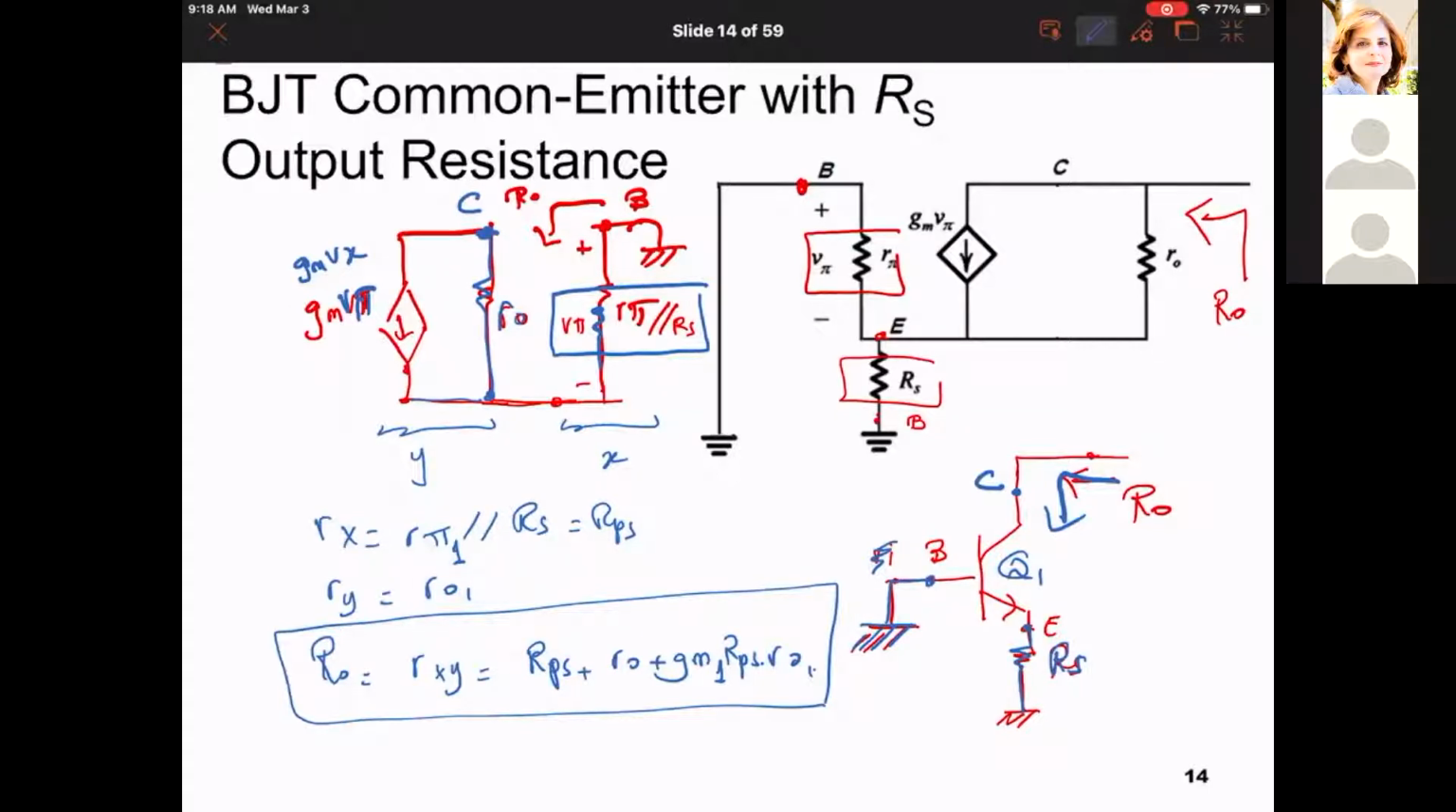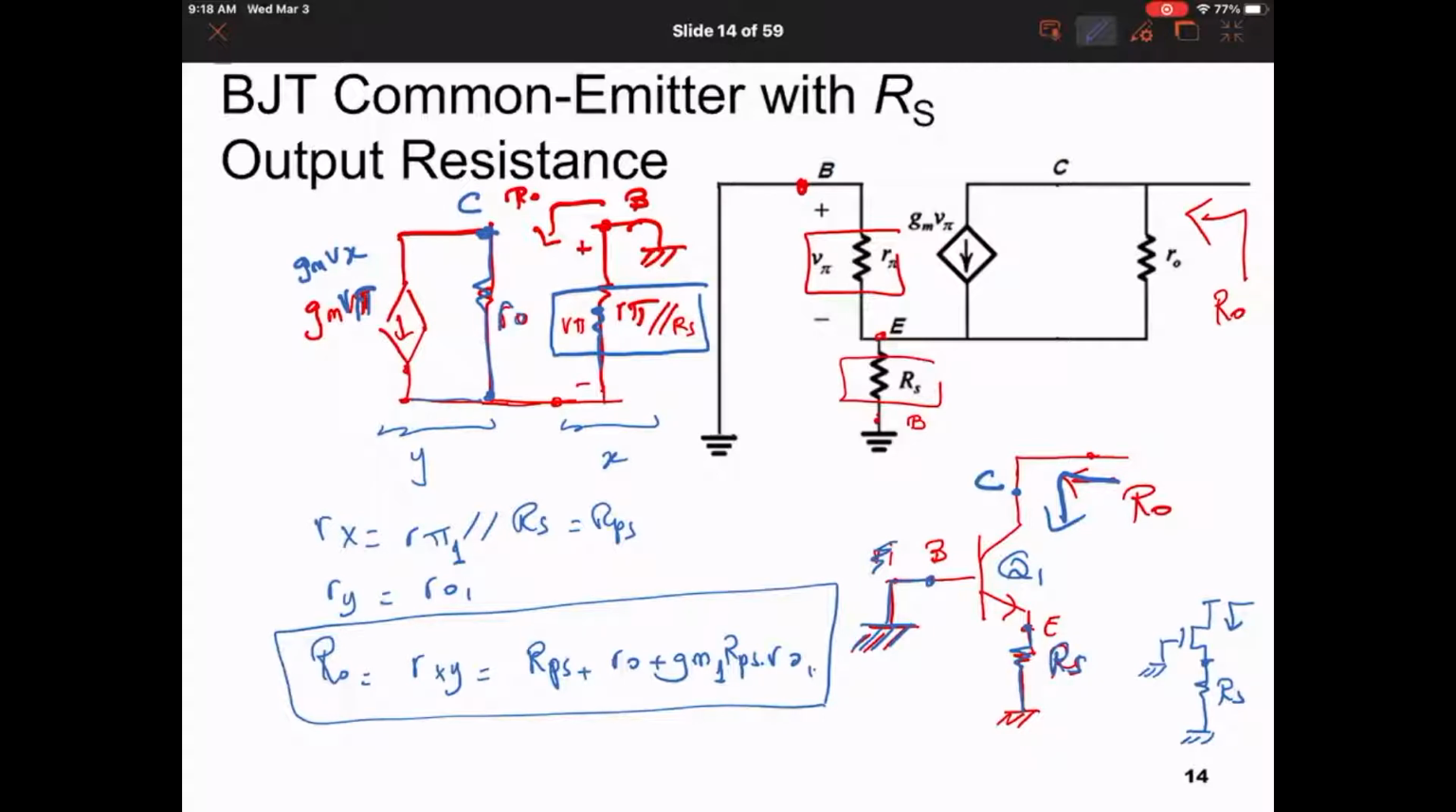Like the MOSFET, when the MOSFET had a resistor RS, we were looking down and we had grounded this. We saw again RXY, but the only difference is that we did not have the R pi. Here, because we grounded B, R pi fell down to be in parallel to RS. Anybody has any questions? Does anyone have a question on this slide? Is it clear? Yes, clear. Okay, thank you, Doctor.